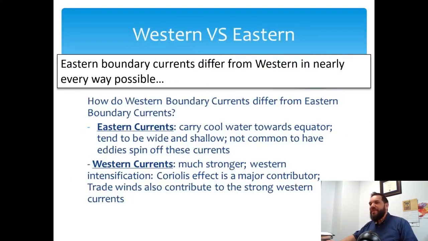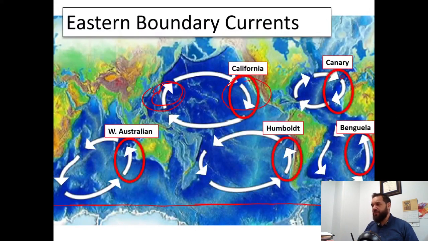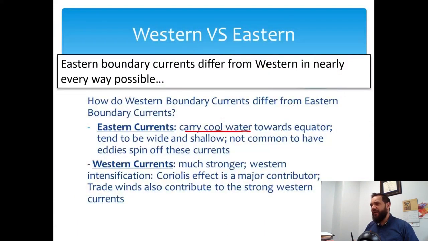Okay, so eastern currents are carrying cool water towards the equator. The reason that it's cool is very simple. It's always coming from a higher latitude, colder place to a lower latitude towards the equator. So you're always bringing cold water from higher latitudes to lower latitudes. That's why it's colder. We already saw that they tend to be wide, shallow, and they don't commonly have eddies spin off. The reason that they don't have these eddies spin off is just because they're moving more slowly. That's it.